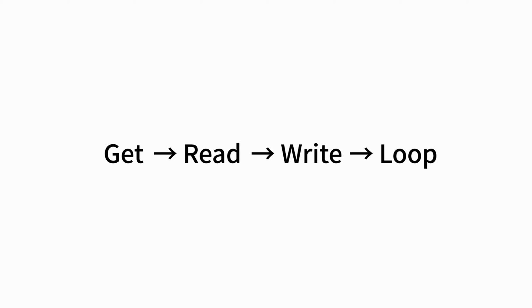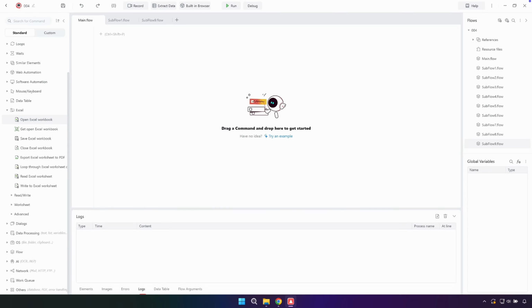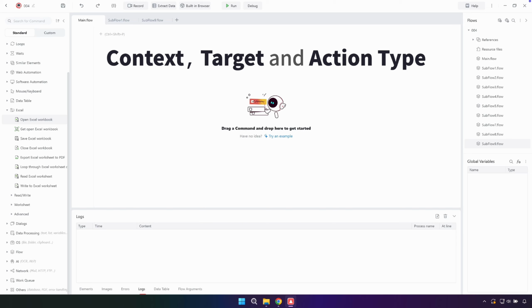Next, we'll officially dive into learning Excel automation. This lesson will progress step by step following the order of get, read, write, loop. During the learning process, we'll also master the number format of Excel files, and on that basis, combine various extended operations to build the demo. In Automa, all commands related to Excel automation are centralized in the Excel set. Following the three components of command operations, before processing Excel data, we first need to obtain the corresponding context, that is, the Excel object to operate on. This is the prerequisite for the subsequent series of operations.